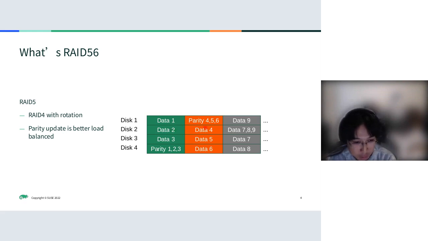load balanced to all the disks. So that is the improvement. And that's why RAID5 is way more common than RAID4 because it load balance the parity update.